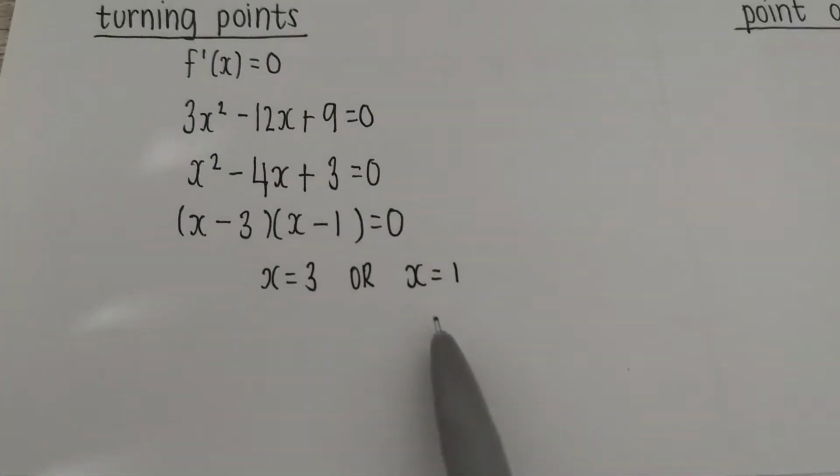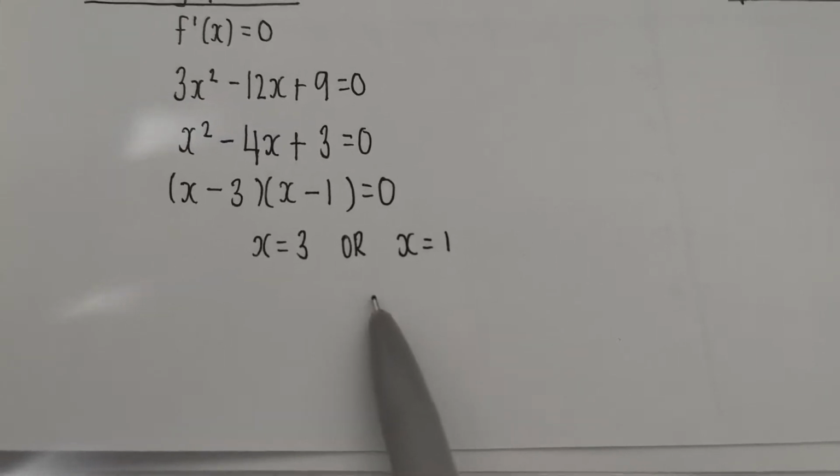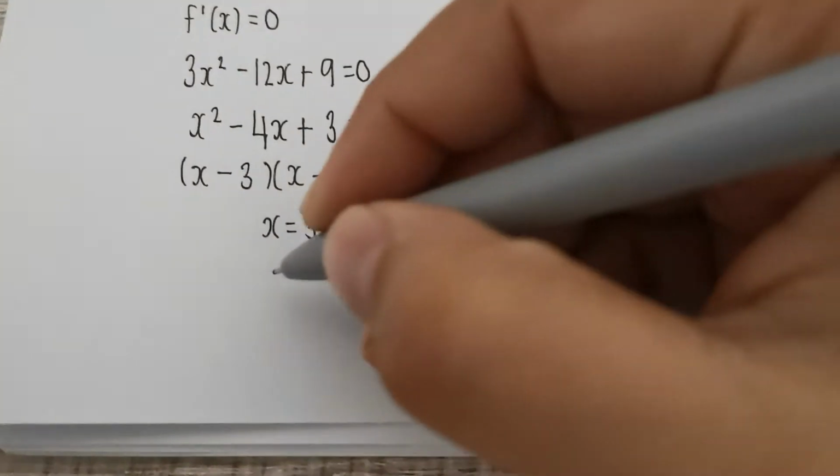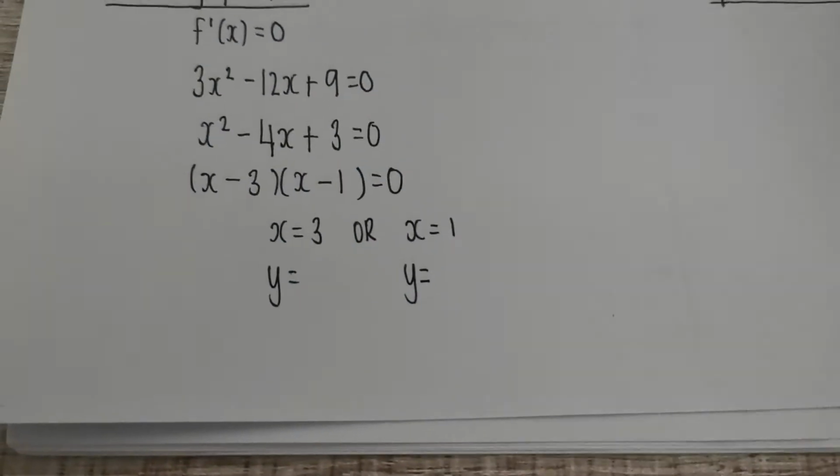There we go. Didn't we say that this is going to be one of the turning points? Now we're not yet done with this. We need to find the y value, okay? So this one here, y value is equal to, and this one here, y value is equal to.